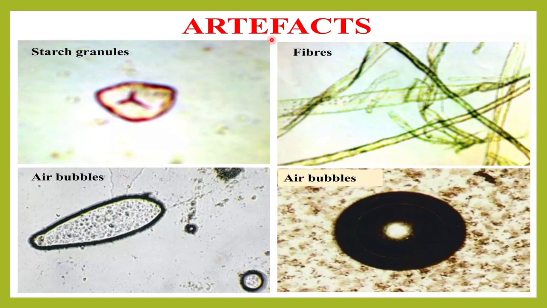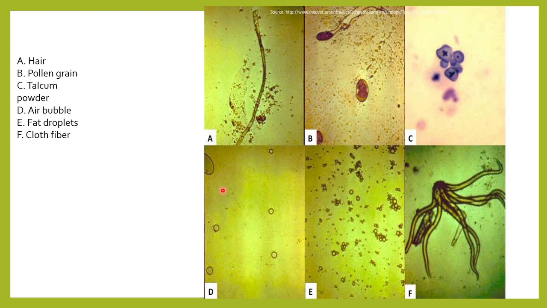Then there are artifacts which we can see in the urine, which can be mistaken for RBCs, casts, crystals, etc. Like you have the starch granules, you have the fibers here, you can see an air bubble here. You can see here also there are air bubbles. So these are again the different types of artifacts.